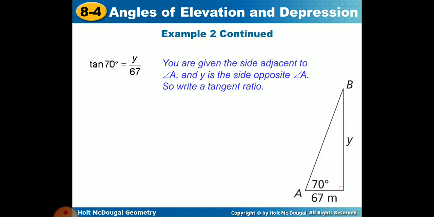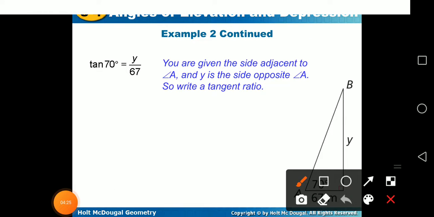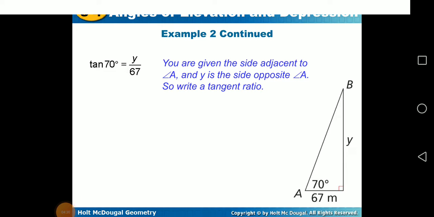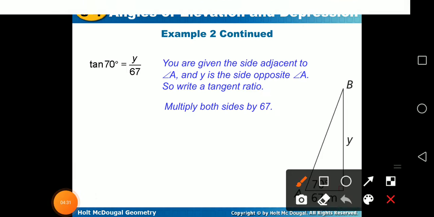How can I find this y, guys? I have here the angle of 70 degrees, as shown. I also have the 90 degrees, and I have 67 meters here. So we have y here.